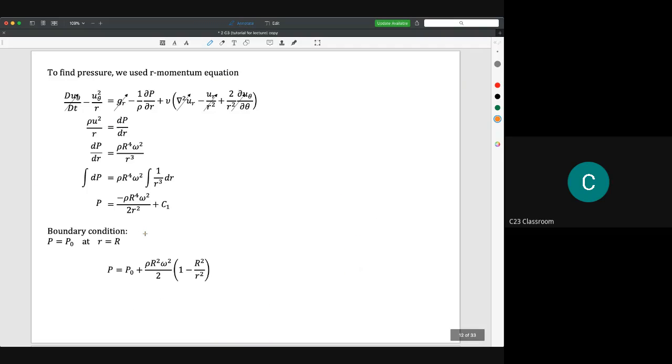So, and then to find pressure, we use the R momentum equation. Why do we use the R momentum? Well, it is because, as I said, you need to understand the nature of flowing, the nature of that fluid. To get the velocity, we will take the theta, because in real conditions, molecules will rotate in the theta axis.